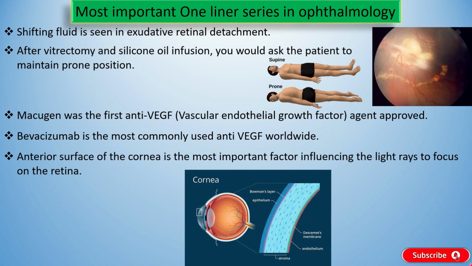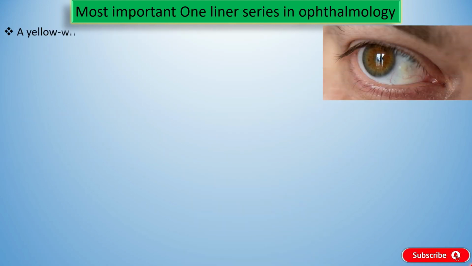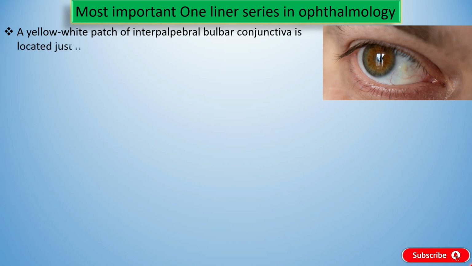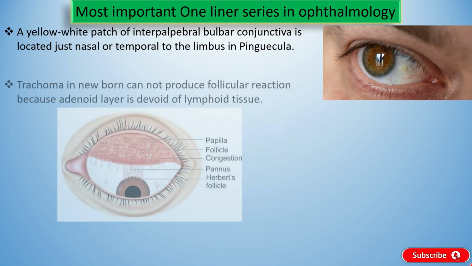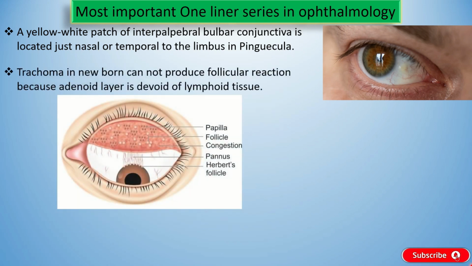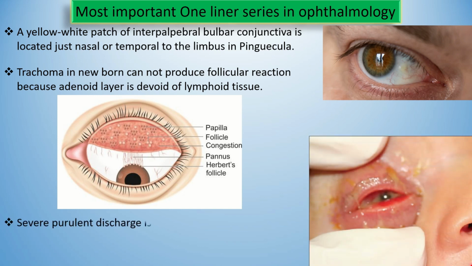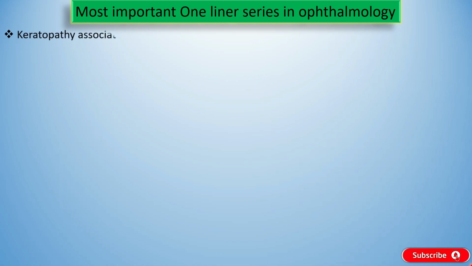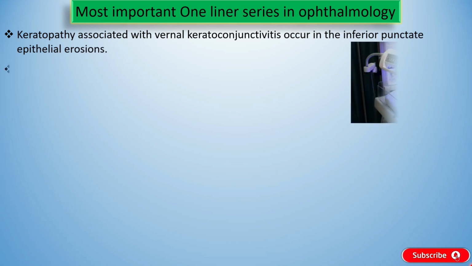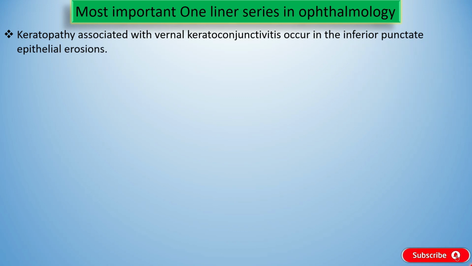A yellow-white patch of interpalpebral bulbar conjunctiva, located just nasal or temporal to the limbus, is pinguecula. Trachoma in newborns cannot produce a follicular reaction because the adenoid layer is devoid of lymphoid tissue. Severe purulent discharge is typical of gonococcal infection. Keratopathy associated with vernal keratoconjunctivitis occurs with inferior punctate epithelial erosions.